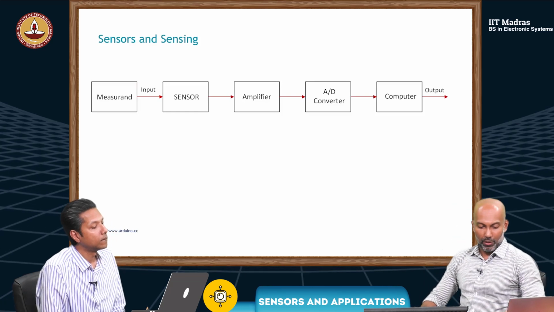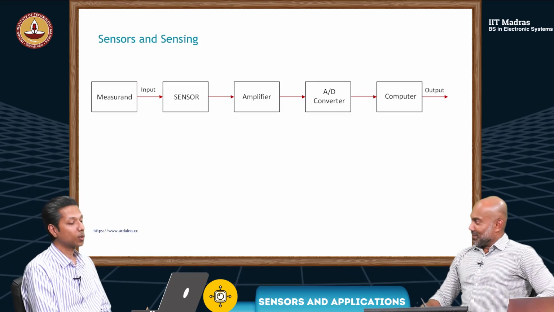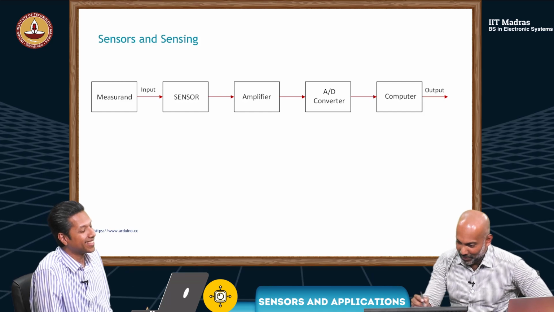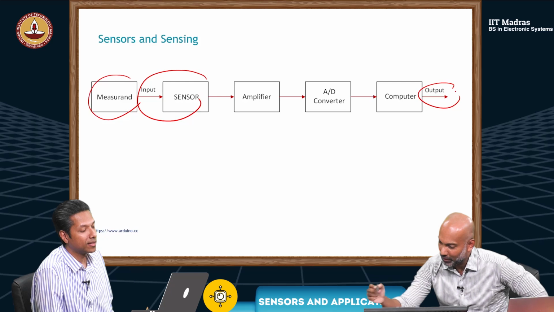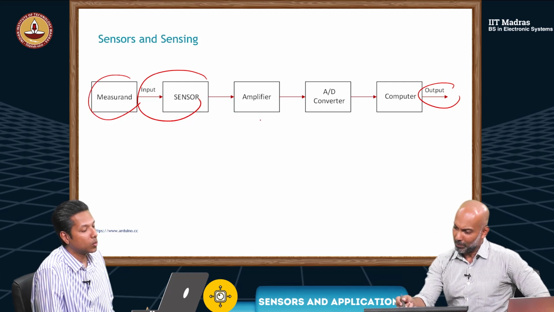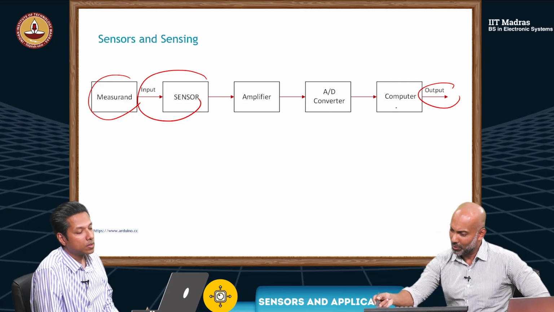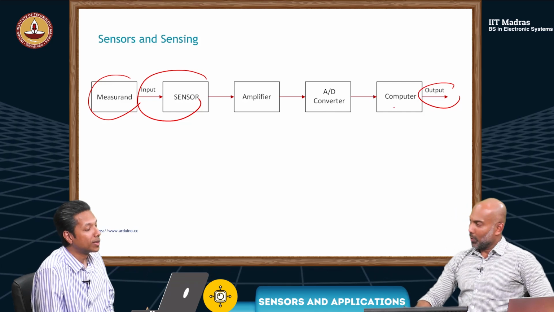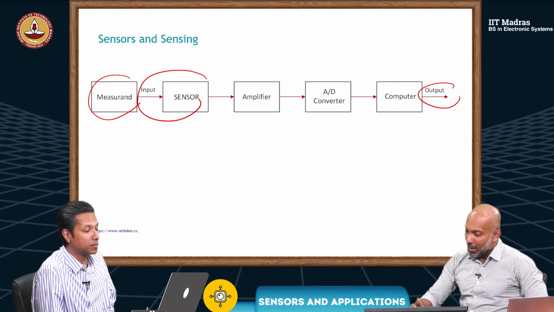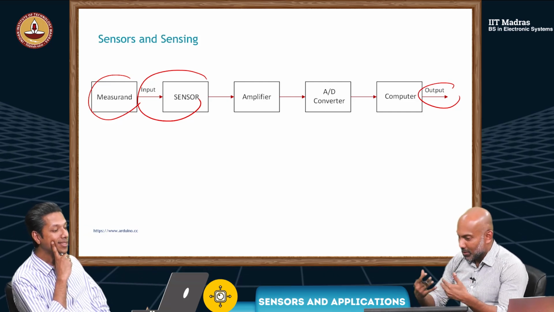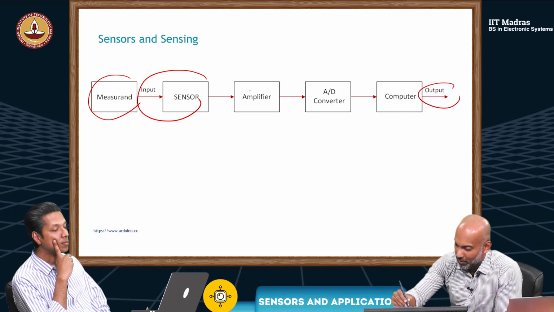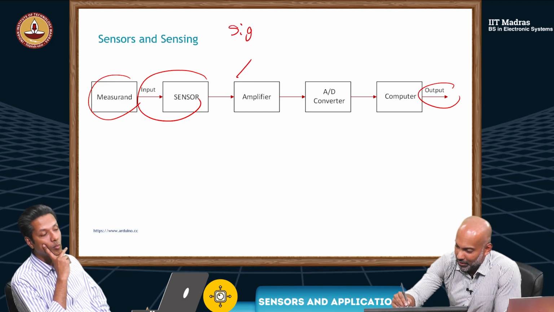So what do we have here now, Bobby? Your number of blocks are increasing. Before, we just had the measurement input and the output. But now we have an amplifier, an ADC converter, and a computer. What are we doing to the sensed signal now, and why do we need to do this? For example, you're doing some sort of signal conditioning here.